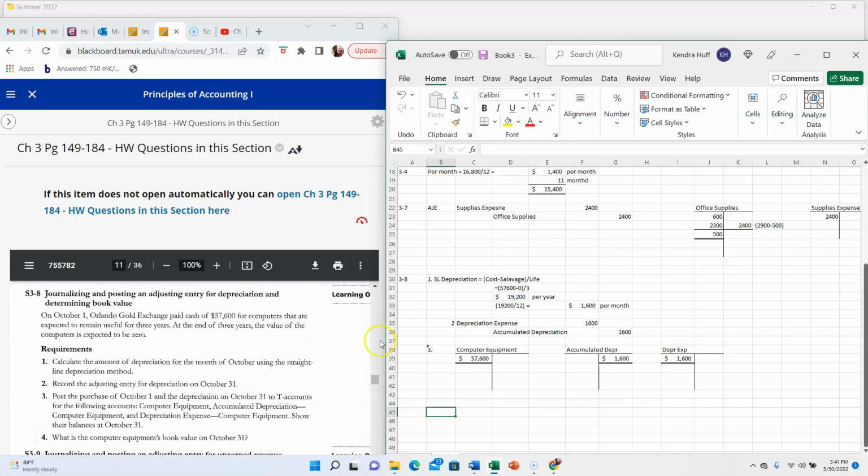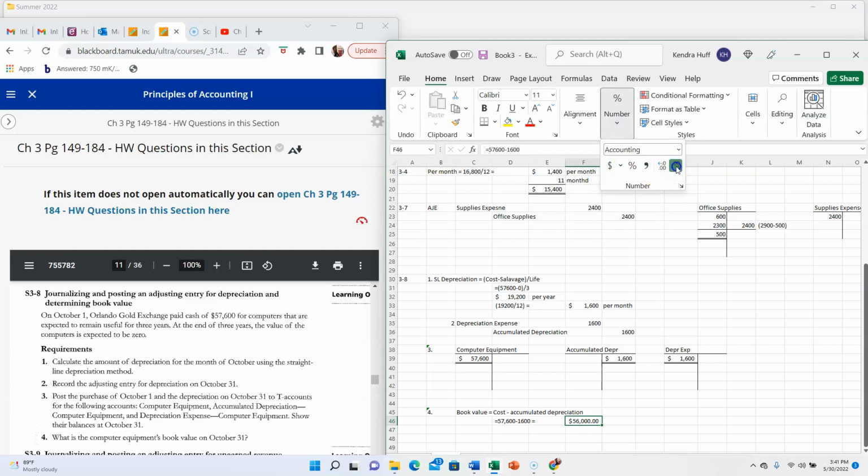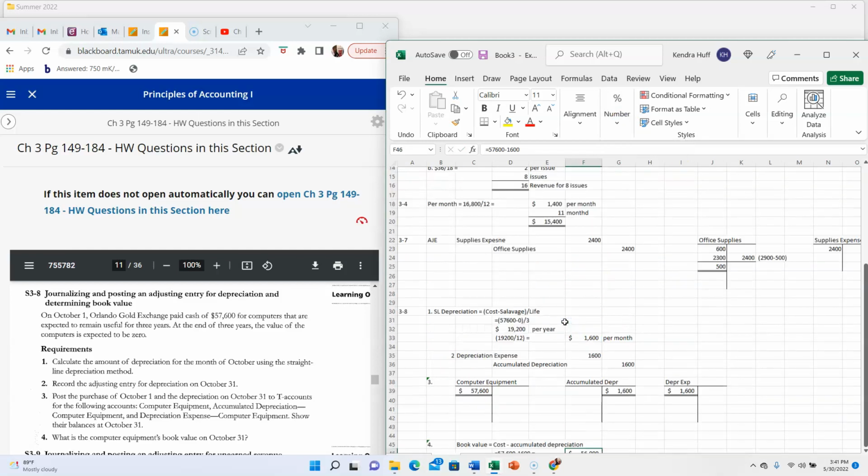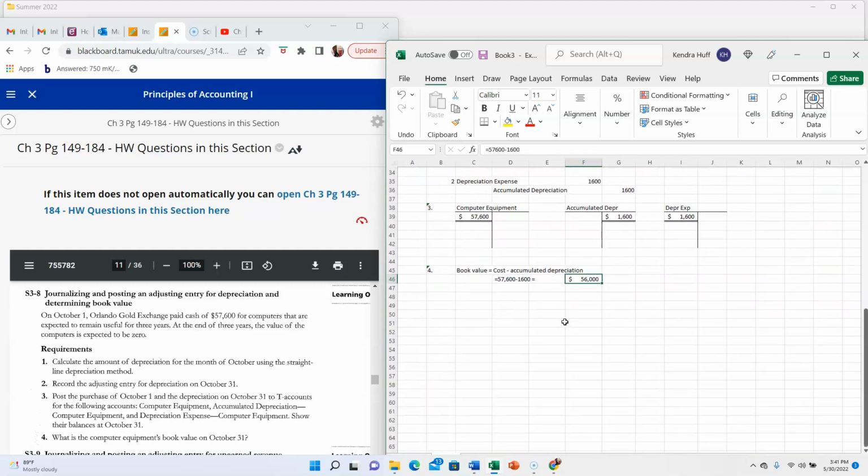All right, what is the computer equipment's book value at the end of October? Book value equals cost minus accumulated depreciation. So it's going to equal 57,600 minus 1,600. So 56,000. That was number 8. Number 9.